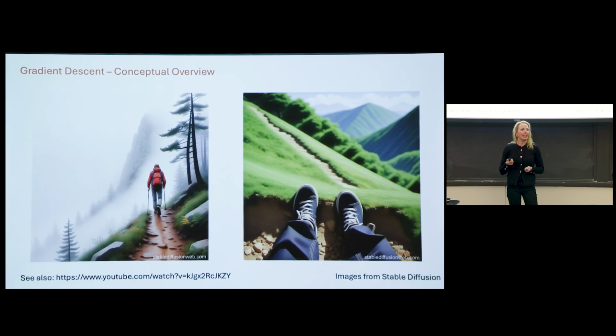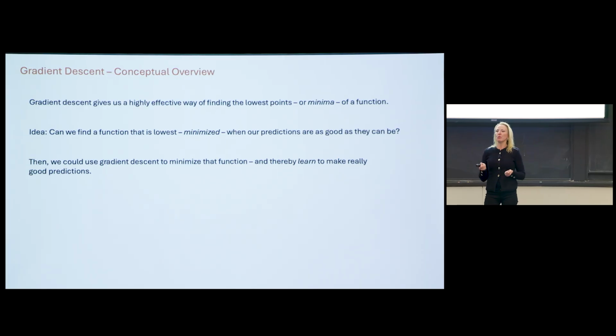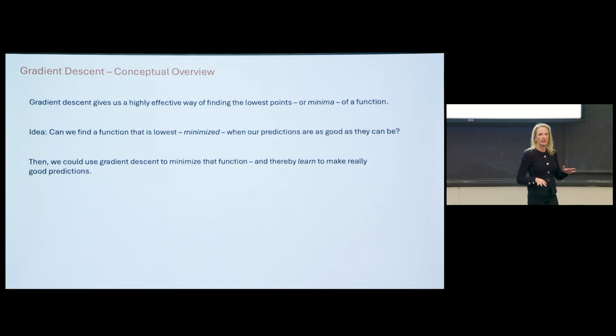What if we could leverage something like this mathematically? This process of gradient descent, taking little steps in the direction of steepest descent, turns out to be a highly effective way of finding the minima, or lowest points, of a function. So can we find a function, something mathematical is all that means, that is minimized, that hits its lowest point when our predictions are as good as they can be? Then maybe we could use information about the slope of that function to take little steps down it in the direction of steepest descent. Okay?